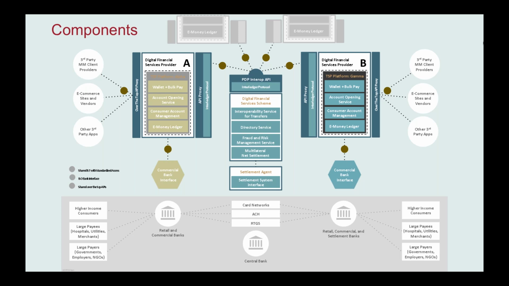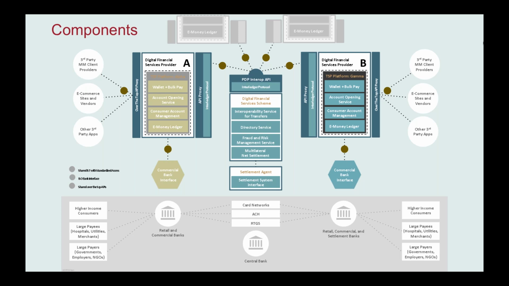It doesn't actually hold a directory of everyone in the system. All it has to maintain is a relationship between a payment identifier, such as a phone number, a national ID, or a merchant ID, or something like this. It has to resolve that to the financial service provider responsible for that account. We believe also that there's a shared fraud and risk management service that allows the system to perform some checks at the center while other checks are still performed at the edges.